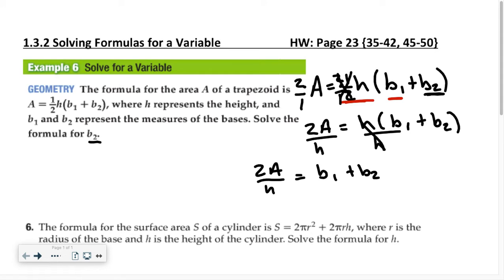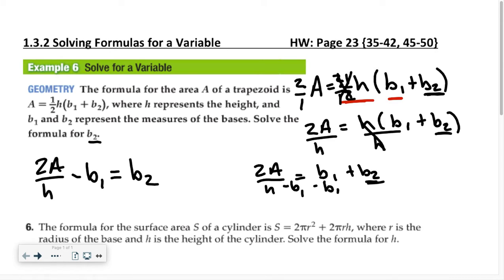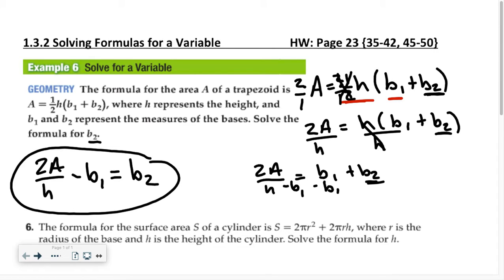Again, trying to isolate the b2 variable, we need to subtract b1 from both sides. That gives us 2a over h minus b1 equals b2, which is the formula it asks us to solve for. And so that b2 variable, that's isolated. So we're done.